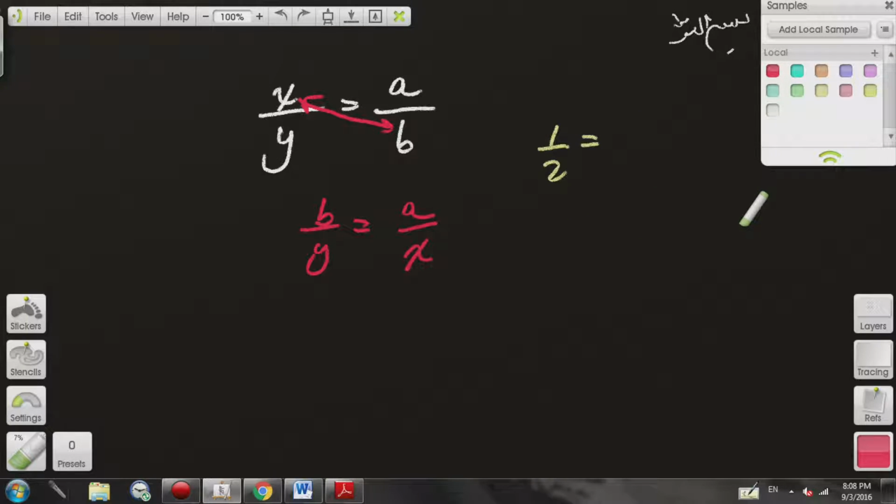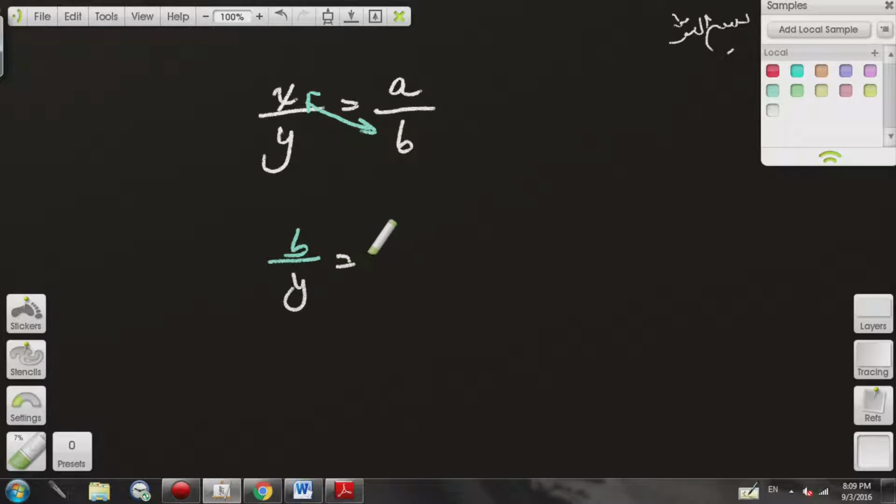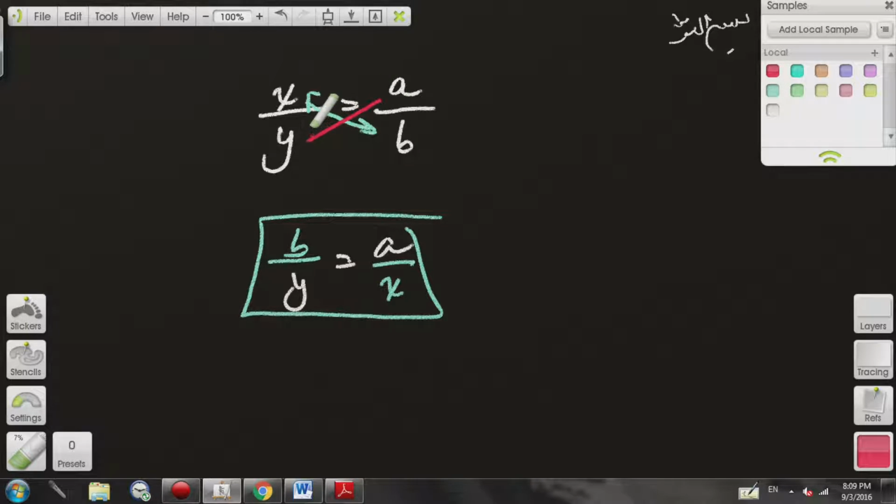So when you're given fractions like this, it's very legitimate to switch these two values. These are shortcuts, so it becomes b over y equals a over x. So this is a perfectly legitimate thing to do. You can switch these also, that's perfectly right.